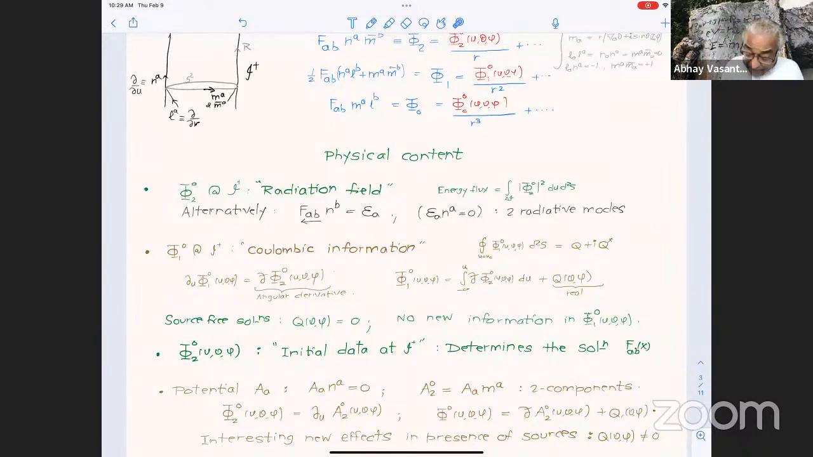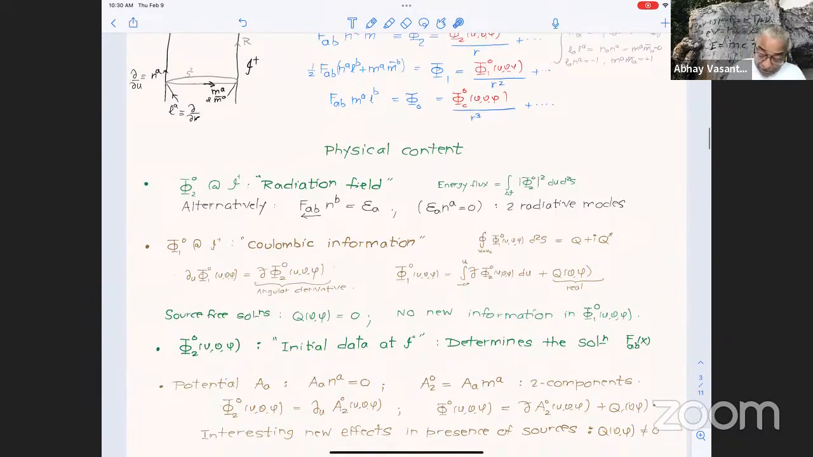What this says is that phi1 has no new information, because if you know phi2, I can just get phi1 for source-free fields. For source-free fields, all the information at scri is contained in this electric field, F_AB, or in this field phi2 naught. These are the two components, the two radiative modes, as you would expect. All the information is in these two radiative modes, so you can extract the full solution from there. Therefore this phi2 naught or E, they're completely equivalent. That is the initial data. You can specify it on scri plus, and that determines the solution completely.